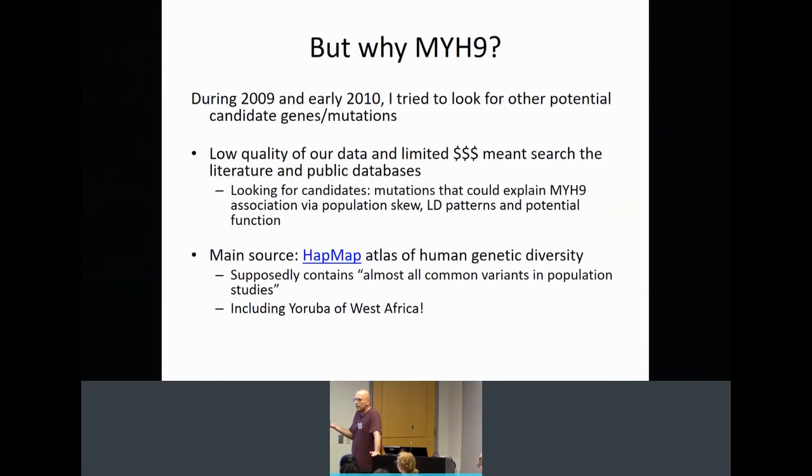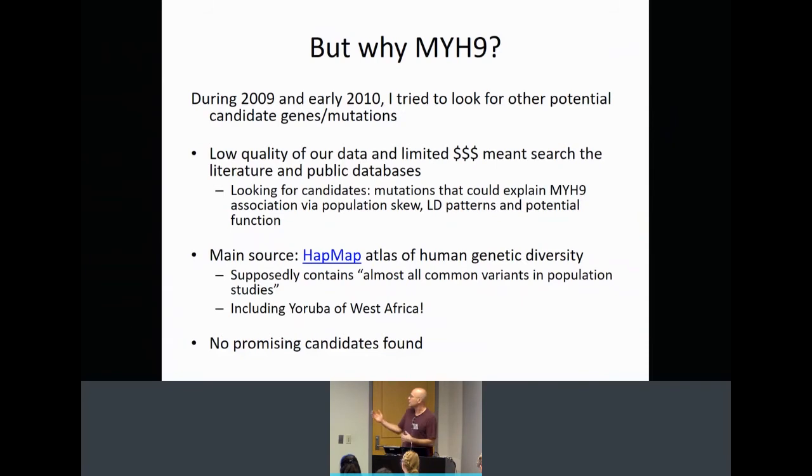Okay, so for example, there's a large number of Yorubans, West African samples that are part of the original discovery samples of HapMap. So supposedly we would expect that most of the common variants in West Africa would also be present in HapMap.